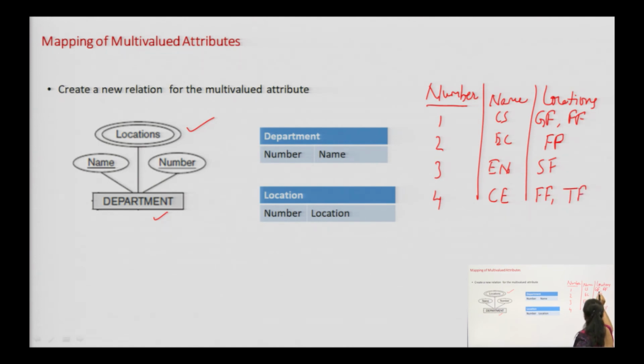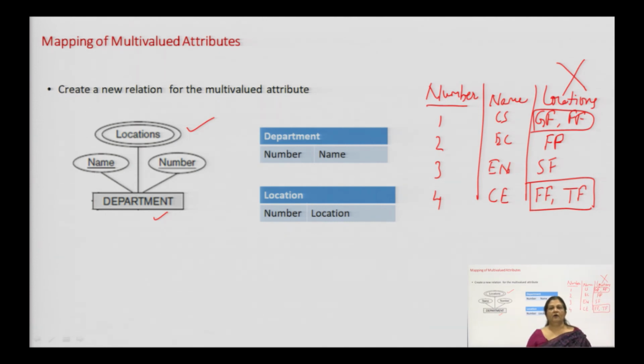So, now since location is a multi-valued attribute, it will have multiple values. How do we show this? Because we cannot do it over here the way I have done it, we cannot have more than one value for an attribute for a particular tuple or row. Hence, this particular representation or mapping is not correct.